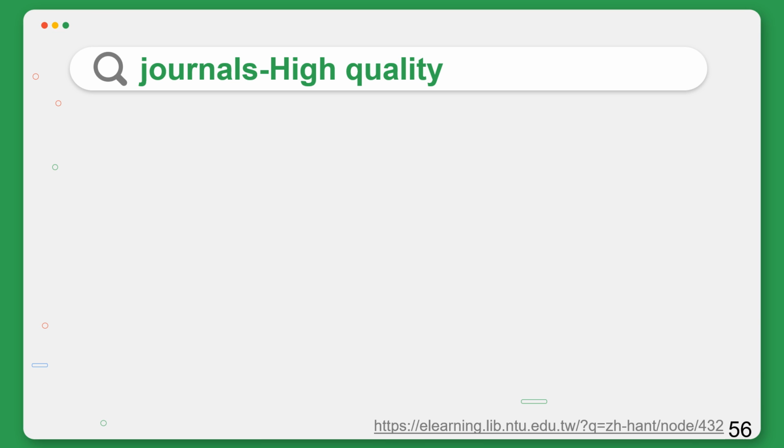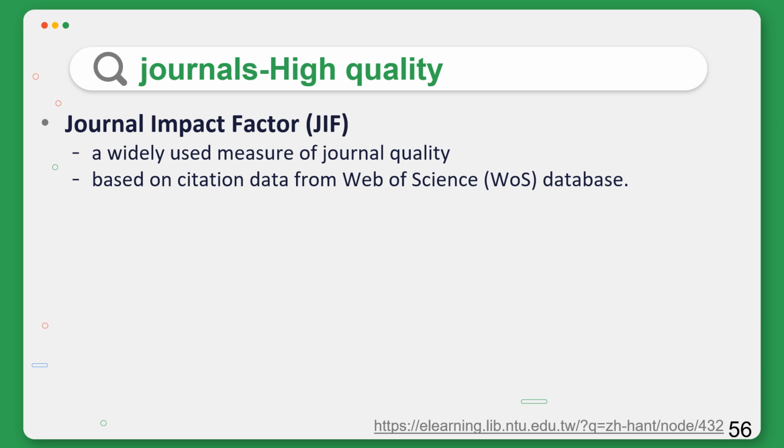Now here is another situation. What if you want to know about high-quality journals on a specific subject? How do you determine the quality of a journal? The widely used measure of journal quality is the Journal Impact Factor, JIF. It's calculated by Clarivate Analytics based on citation data from their Web of Science database. In general, the higher the impact factor, the more important and prestigious the journal within its particular field.